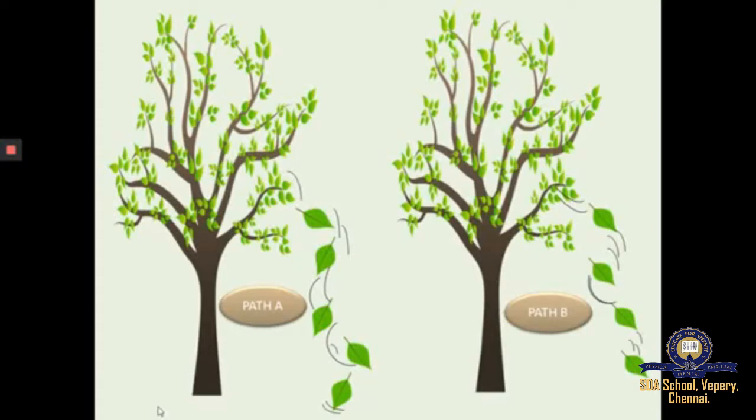So from the above examples, we could conclude that when an object travels from one place to another, it will reach faster if it travels along the straight line path. The straight line path is the shortest distance between two points.